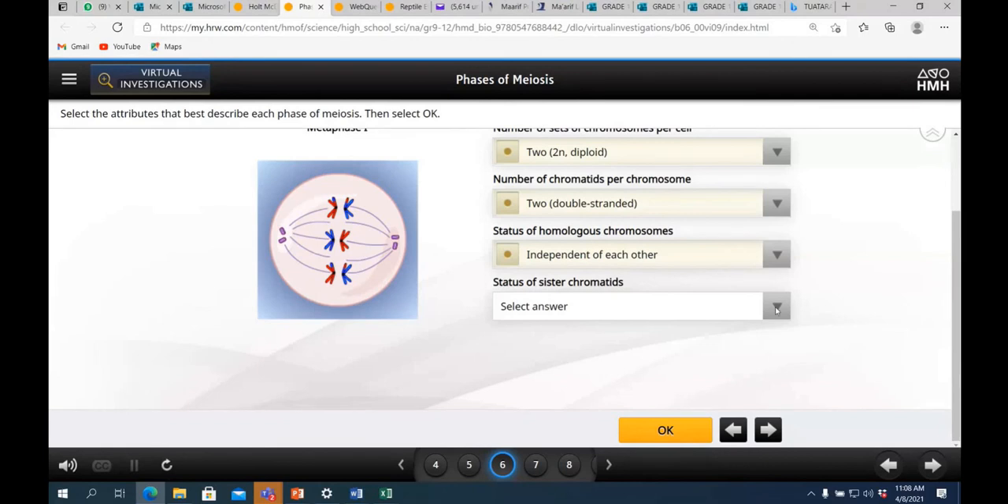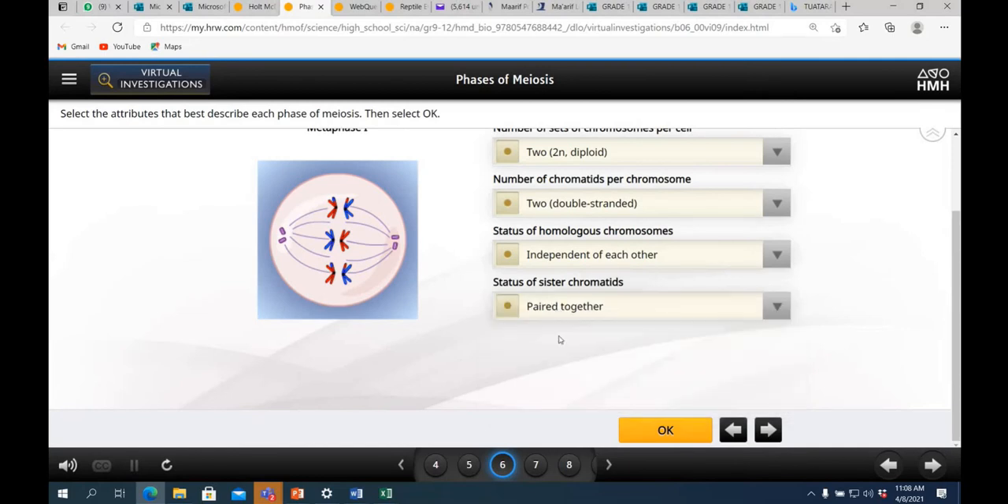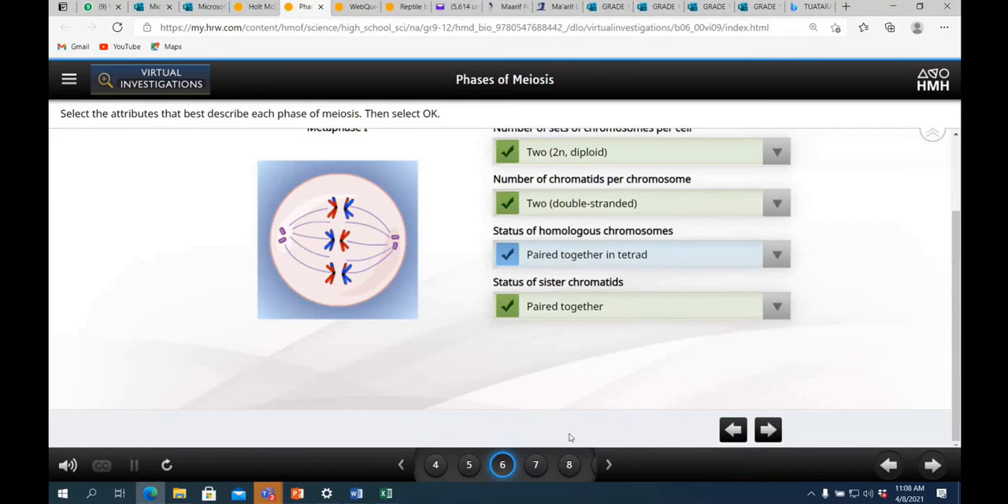Let's check, inshallah. Then status of sister chromatids: are they still paired together, or separating from each other, or none? Right, they are still paired together, isn't it? Yes. Okay, so let's check out. Again, this is the wrong answer, independent of each other. So it is still paired together in a tetrad.